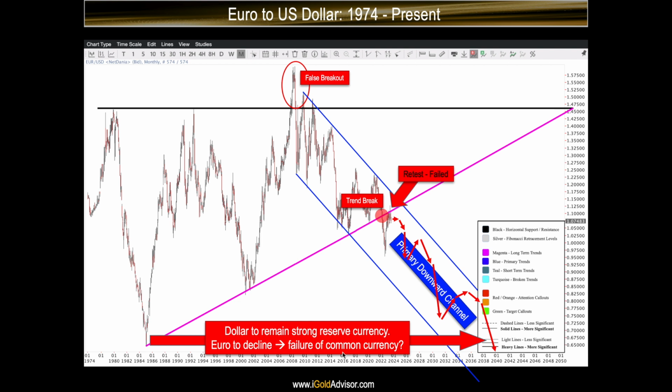I have a question mark there because that's a speculation, but we absolutely do have plenty of evidence here that the euro is going to decline.